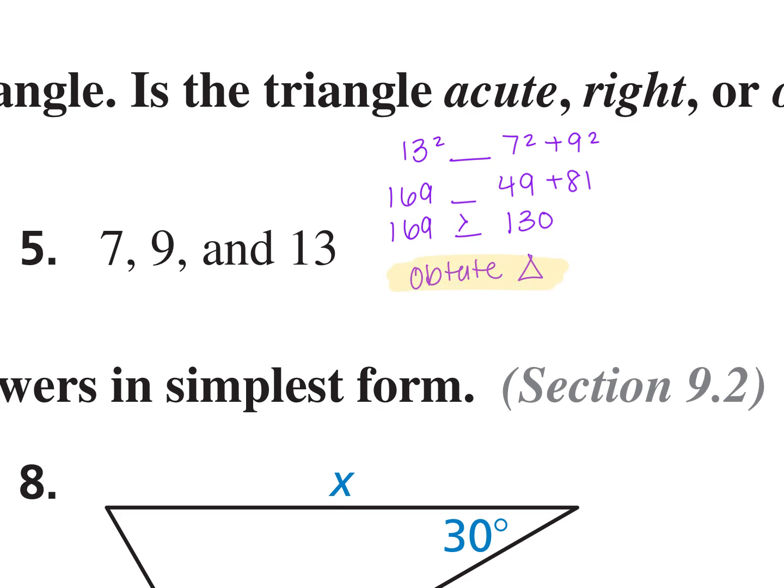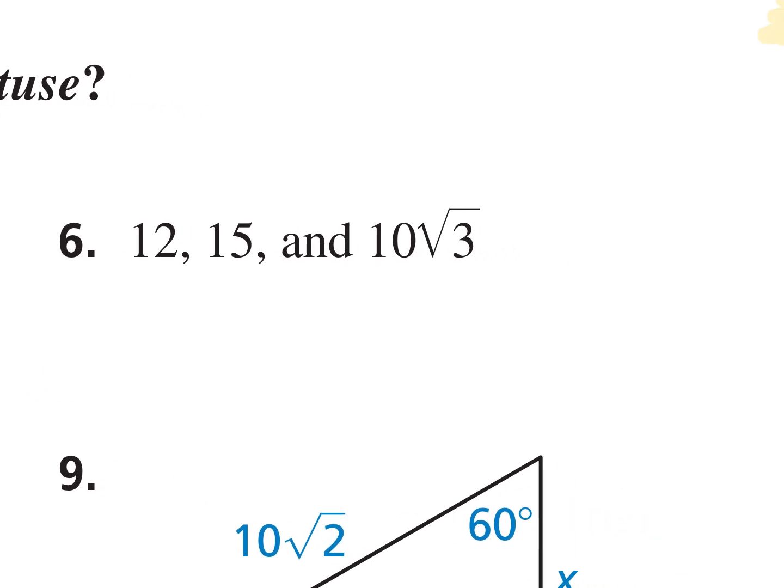That's normally how the rule was. If your hypotenuse squared is greater than the other two sides squared, it's obtuse. If it's less than, it's acute. So let's go ahead and look at this next one.